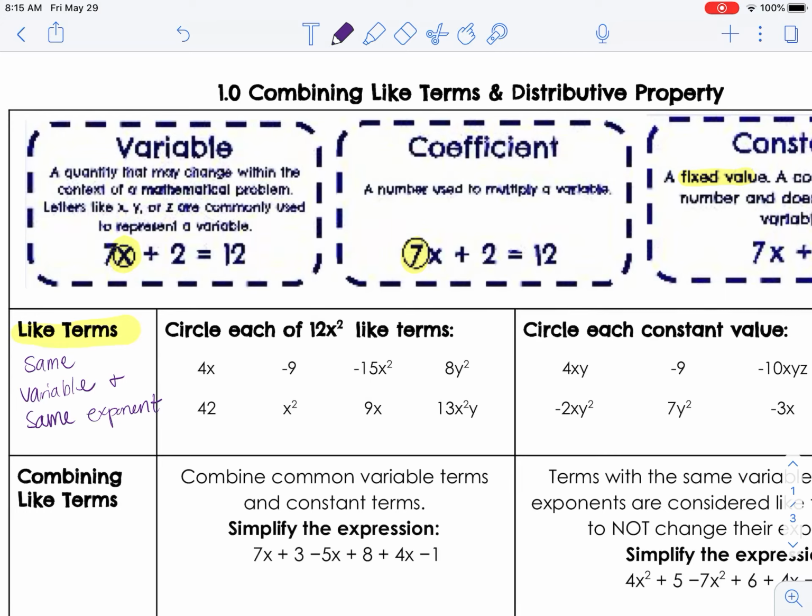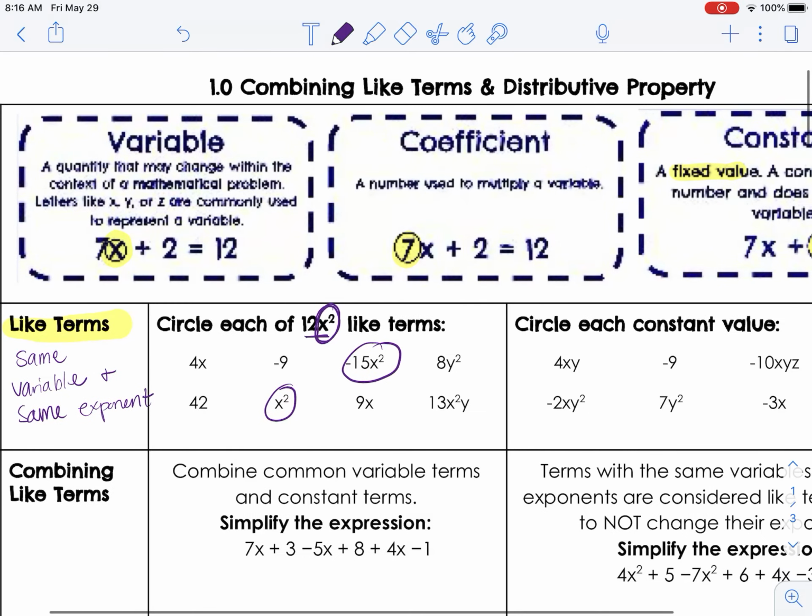So here, our term that we want like terms to is 12x squared. So we are looking for any terms with an x squared in it. So go ahead and circle on your guided notes any terms that are like x squared. So you should have had negative 15x squared and x squared. Notice that 8y squared is not right because that's not an x, okay? So that variable is different. 13x squared y, that's different. We've got a y in there. So those are not the same variables.